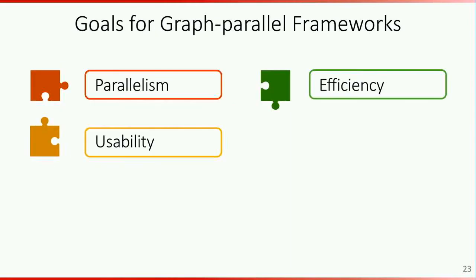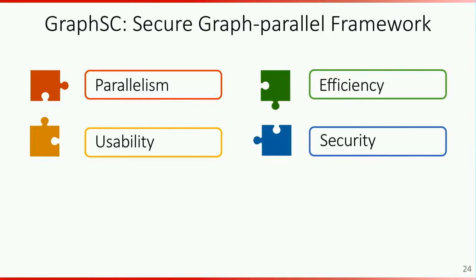And the reason why these graph parallel frameworks are nice is because you have usability. You just need to express functions using these 3 abstractions. And then these graph parallel frameworks give you efficiency and parallelism, that is, you can easily use the compute clusters that you already have. Given this, the goal of GraphSC was to have a secure graph parallel framework, that is to have security in addition to all of these 3 goals. And GraphSC gives you exactly that.